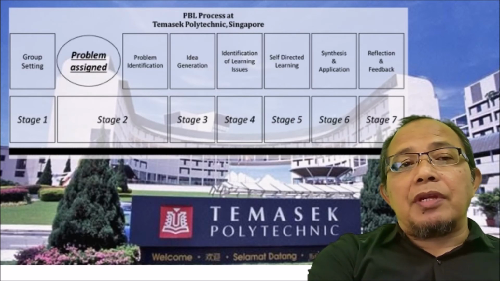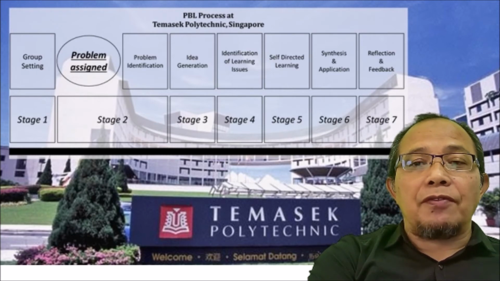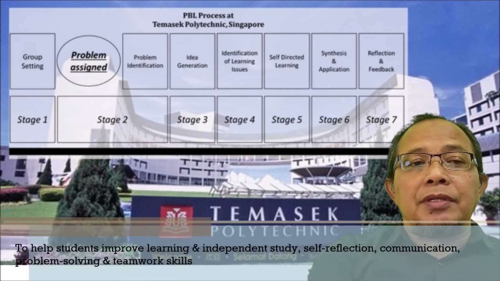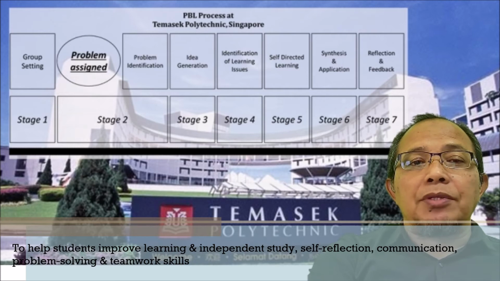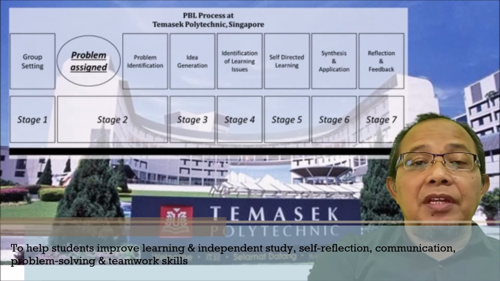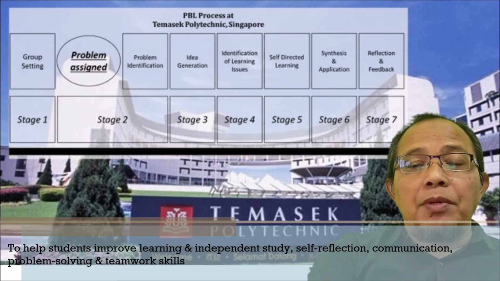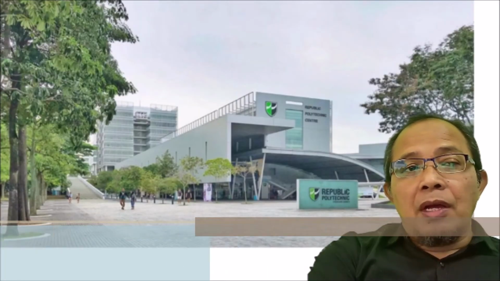Most institutions develop their unique learning cycle and model to adapt to their institutional learning goals and educational philosophy. Temasek Polytechnics in Singapore, for instance, implemented 7 stages PBL to help students acquire learning and master the independent study and self-reflection to improve communication, problem-solving, and teamwork skills.